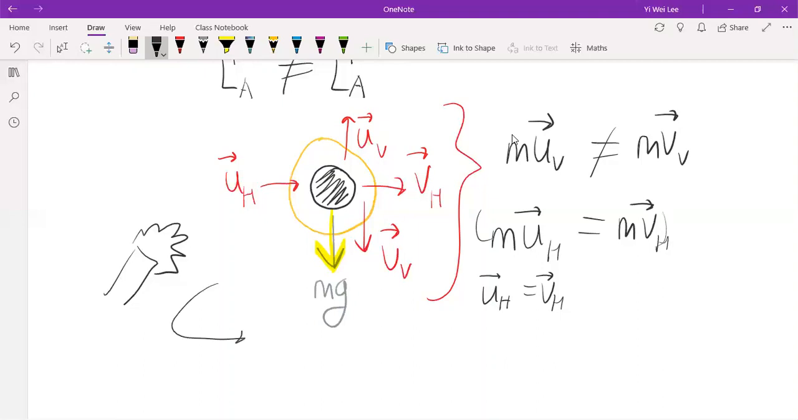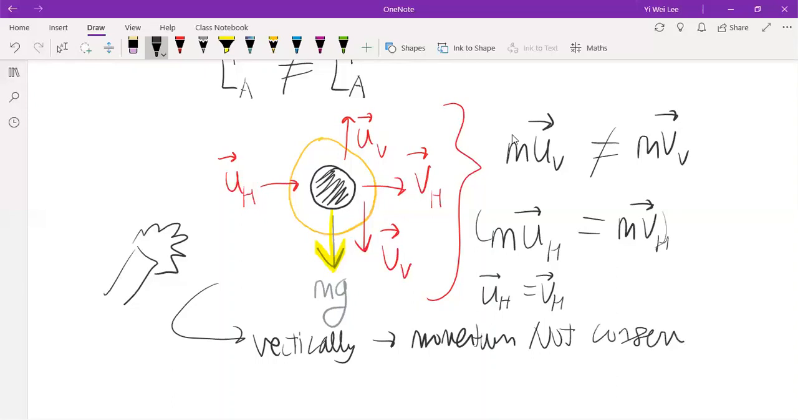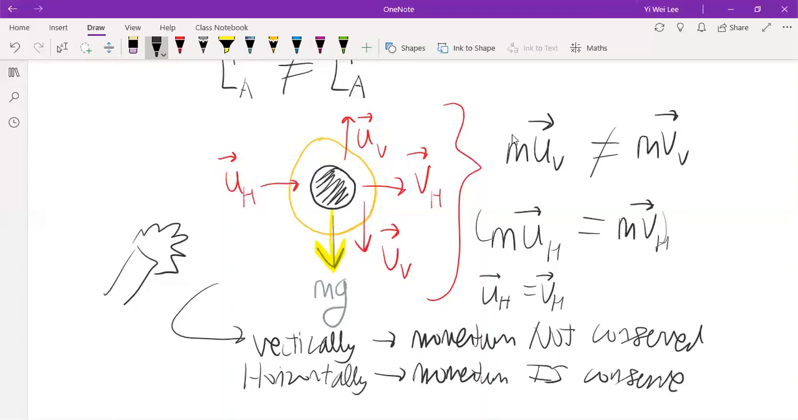So in this case, we realize that vertically, momentum is not conserved. But horizontally, momentum is conserved. See that? It's a very interesting part. Why is it that vertically momentum is not conserved, but horizontally momentum is conserved?